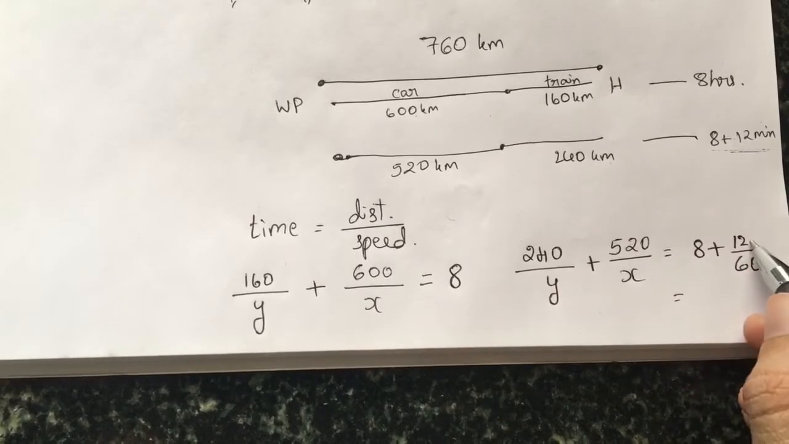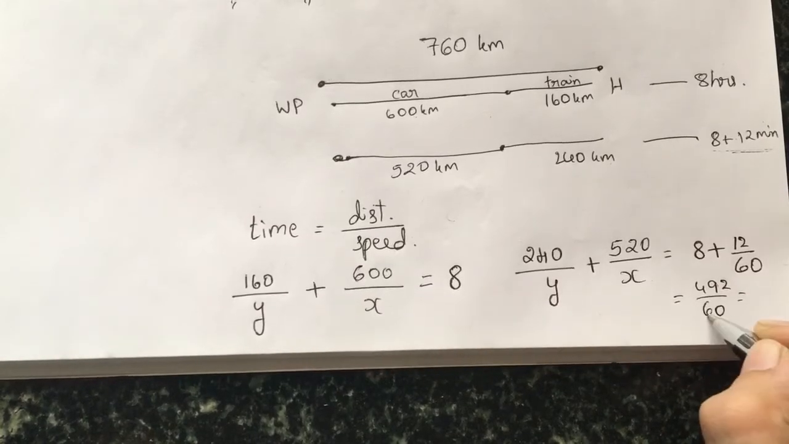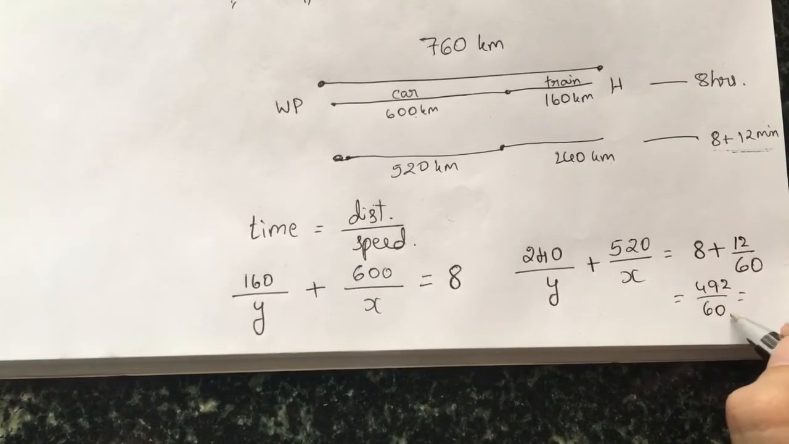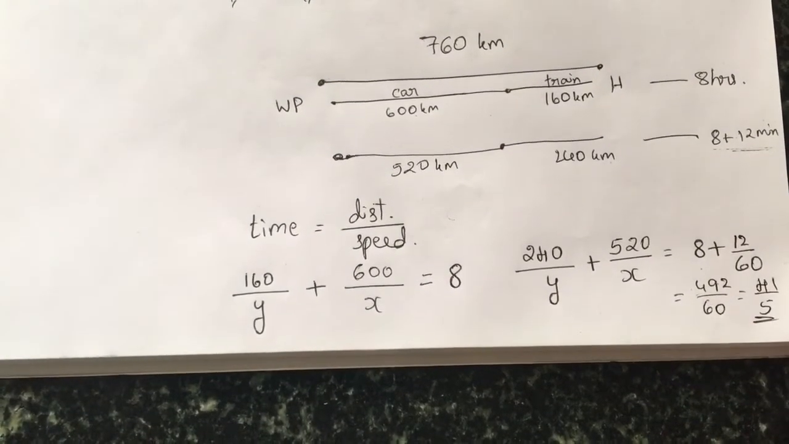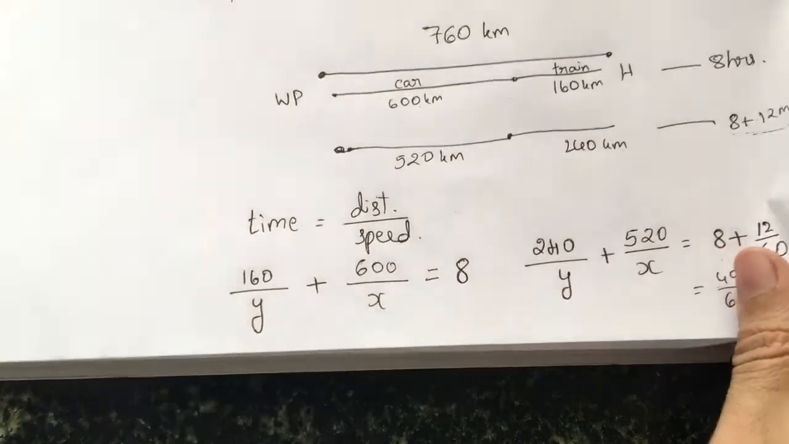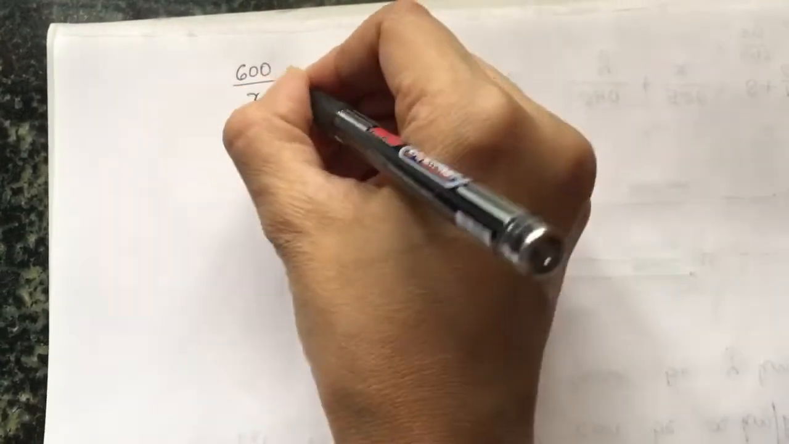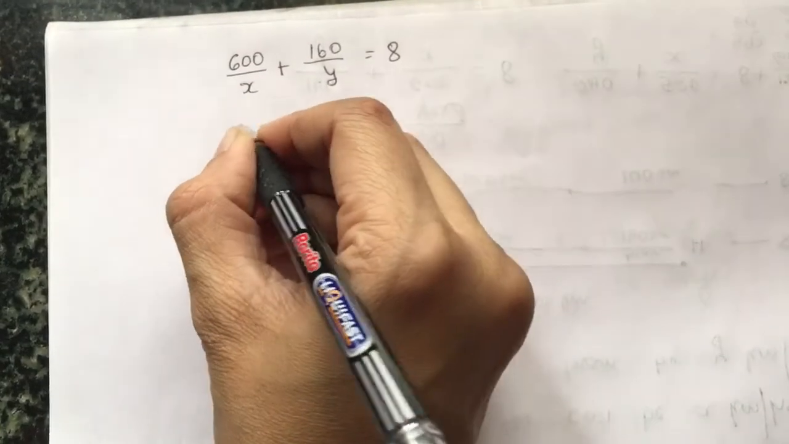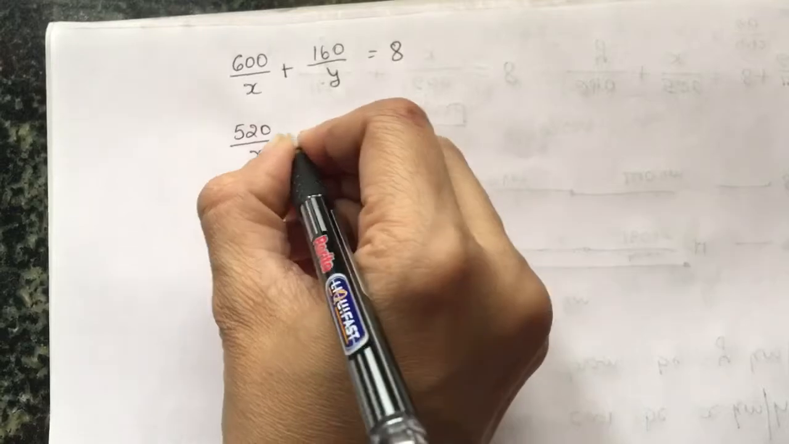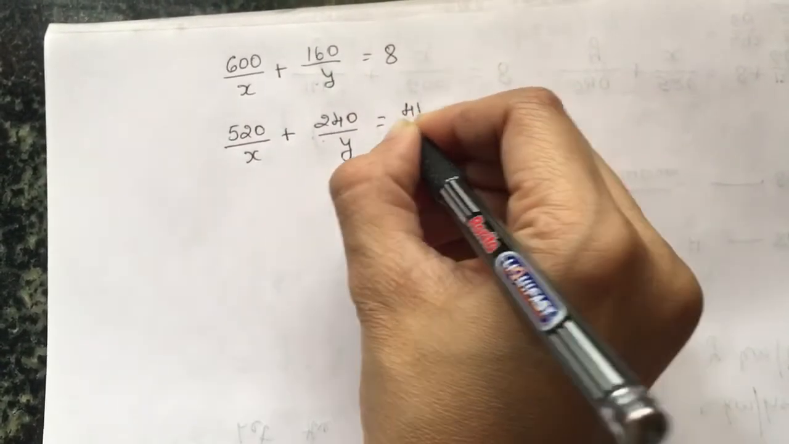So 480 plus 12, that's 492 by 60, which will be equal to 41 by 5. Yeah, so 41 by 5. I got two equations. I'll just rewrite them. The first one: 600 by x plus 160 by y equal to 8, and the second equation: 520 by x and 240 by y equal to 41 by 5.